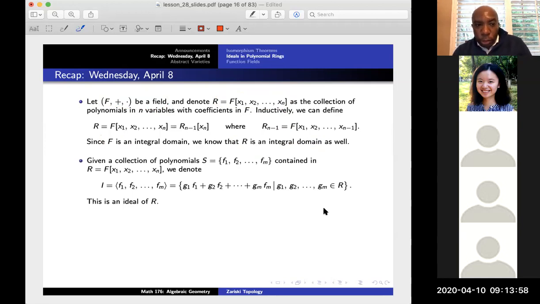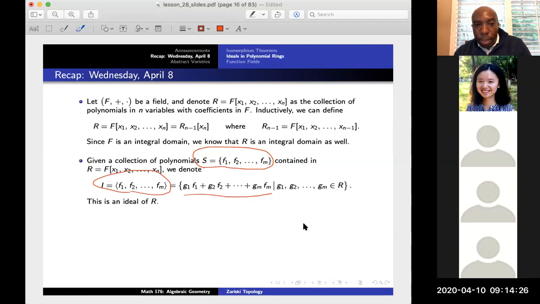Now there's a way, once we have our integral domain, to generate ideals. So say that we have a collection of polynomials. So this set S is just some collection of polynomials. And now what I want to do is consider the ideal generated by those. What I mean is, I want to consider linear combinations of this collection of polynomials.